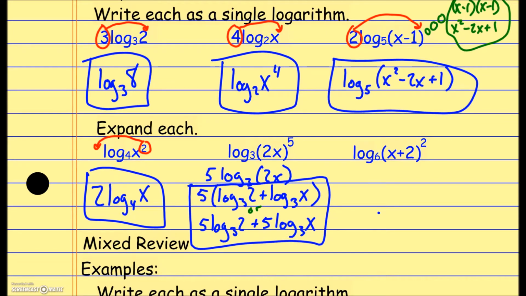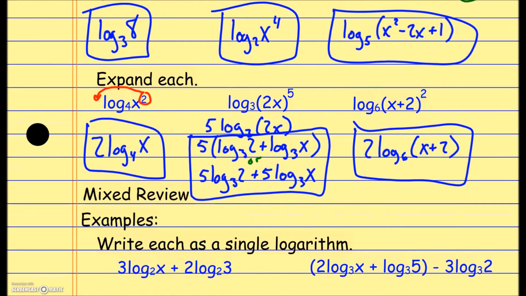Okay? The last one, again, we're going to bring that guy out front, so we're going to turn that exponent back into multiplication, so it becomes a 2, and then a log base 6 of an x plus 2. And don't be fooled and think you can expand this further. Addition inside a logarithm doesn't allow us to expand at all. That one has to stay the way it is, okay?